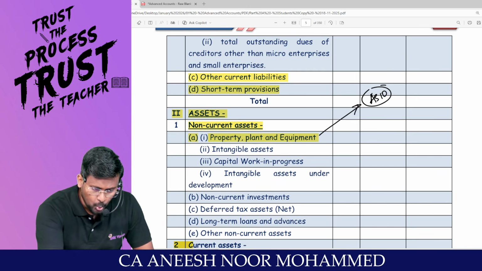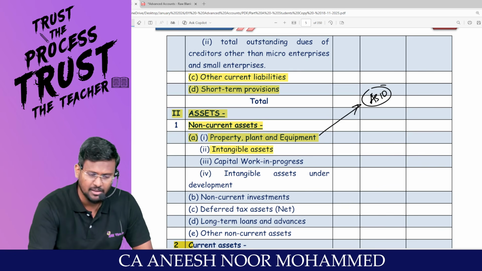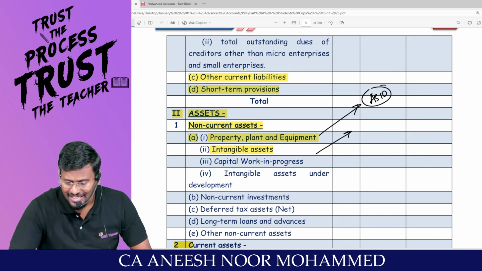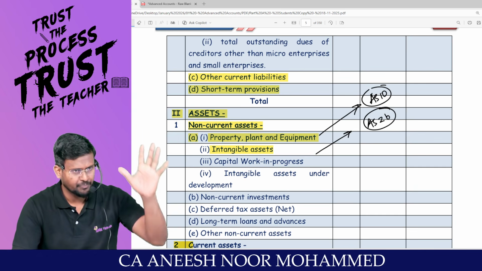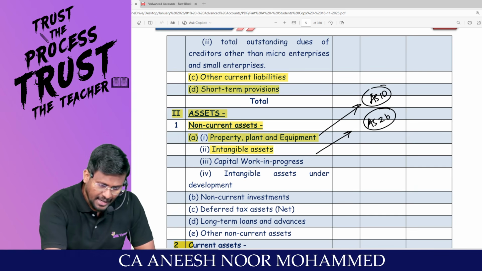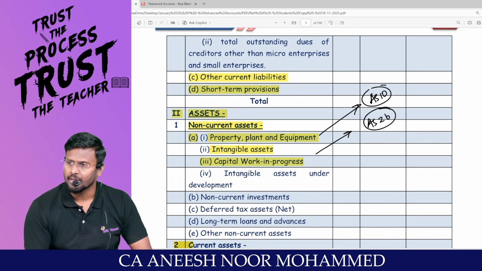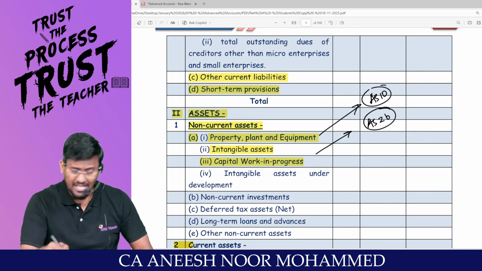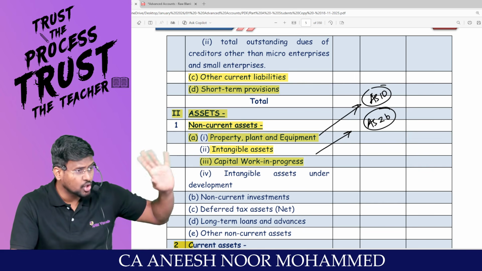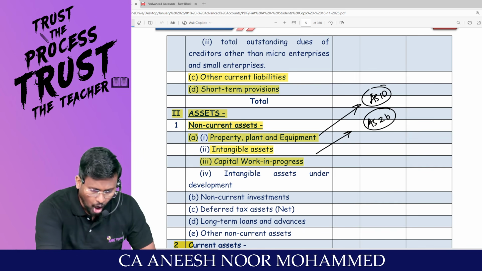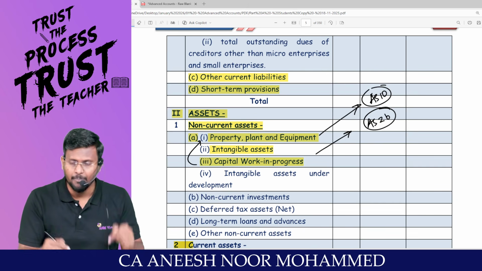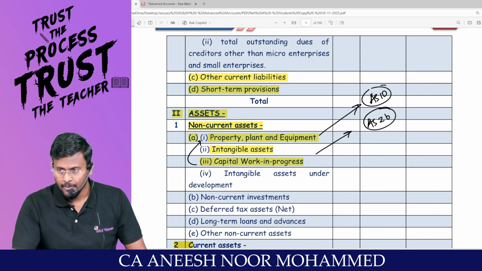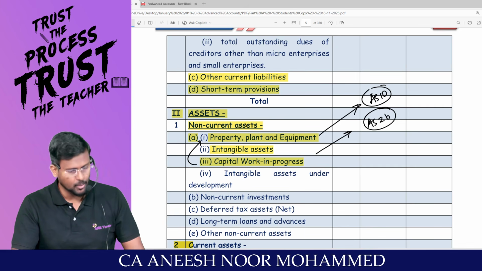Sir, number two is intangible assets. What is an intangible asset is said in AS 26. Number three, capital WIP. That means I'm constructing a building, but the building is not fully over. So it has not become PPE, but it is going to become PPE. That is called capital work in progress. Are you really with me?